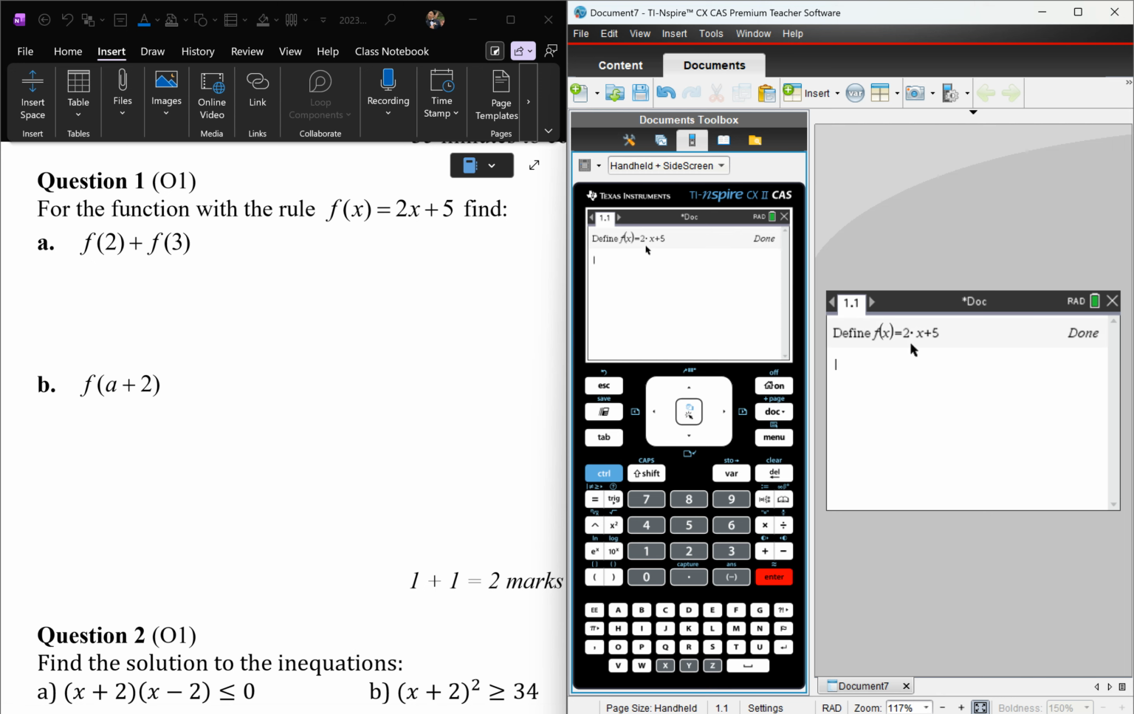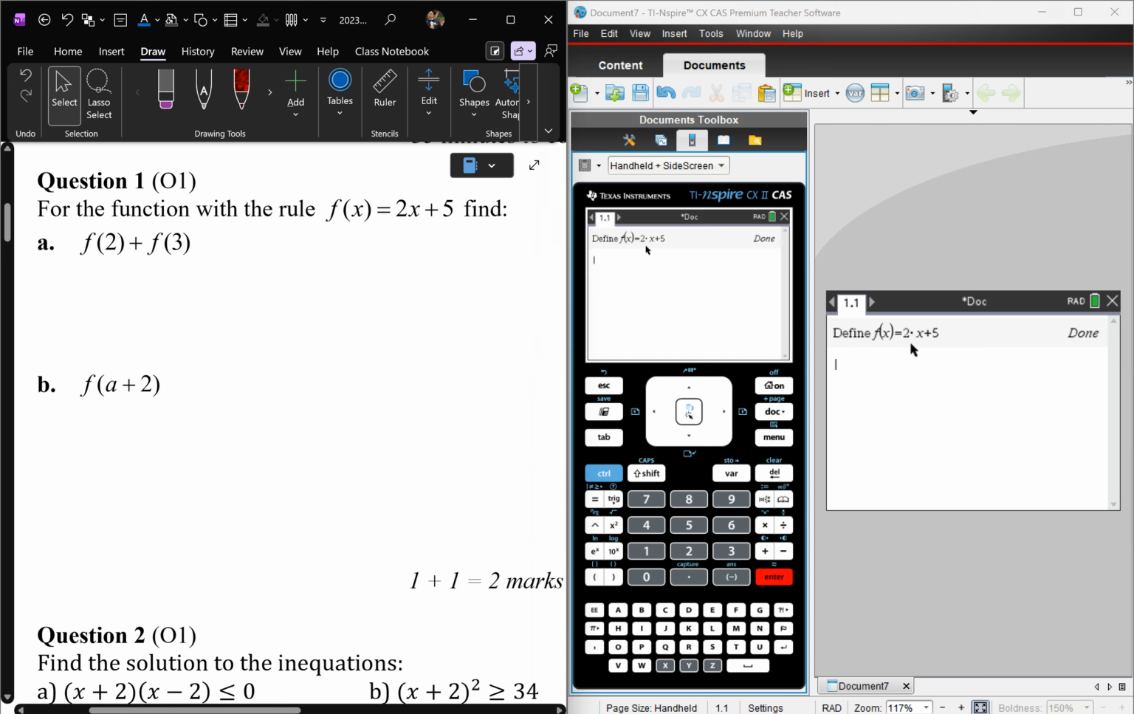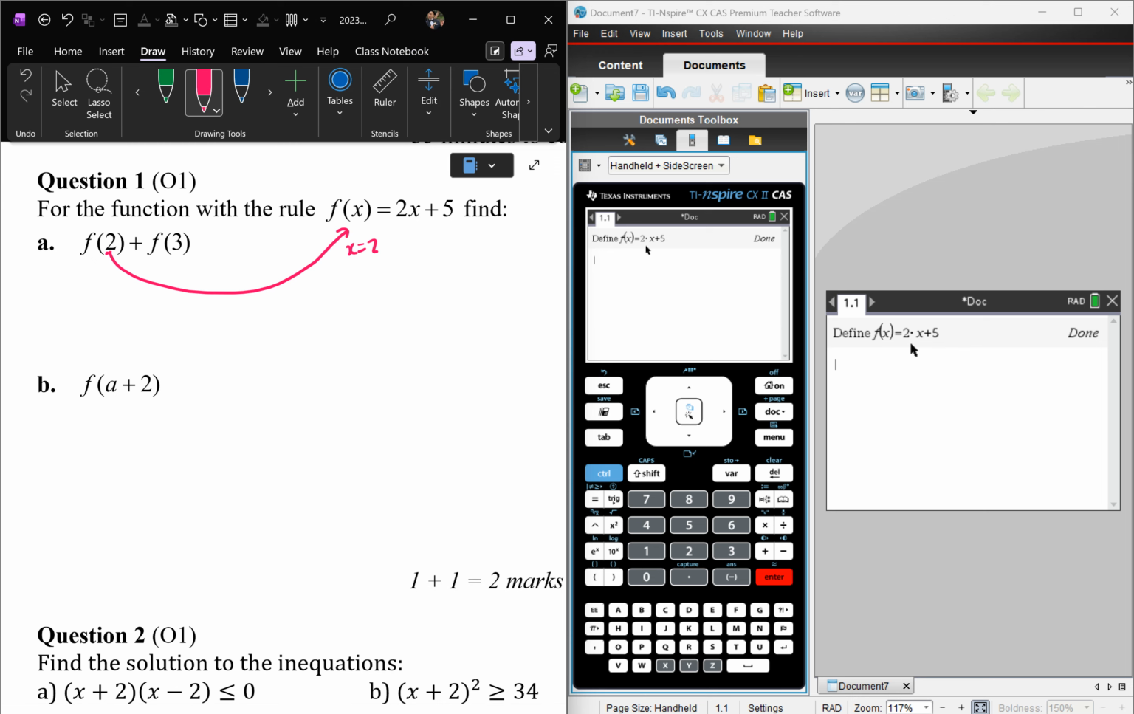So what's the question asking here? When they say f of 2, that 2 is a replacement for x. So essentially they're saying sub x equals 2 into the equation. Normally you'd say f of 2 just means sub x equals 2, so it'll be 2 times 2 plus 5. And when they say f of 3, it just means sub 3 in. So that means it'll be 2 times 3 plus 5.